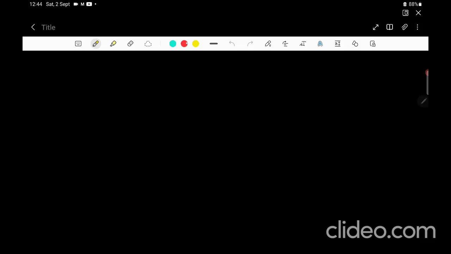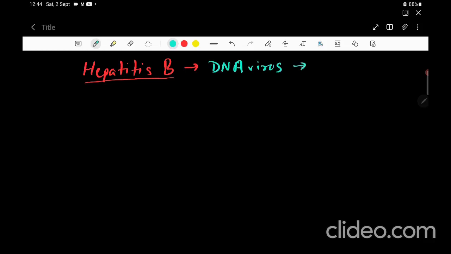Now, hepatitis B is a DNA virus having partially double-stranded DNA, dsDNA, and the family is Hepadnaviridae.